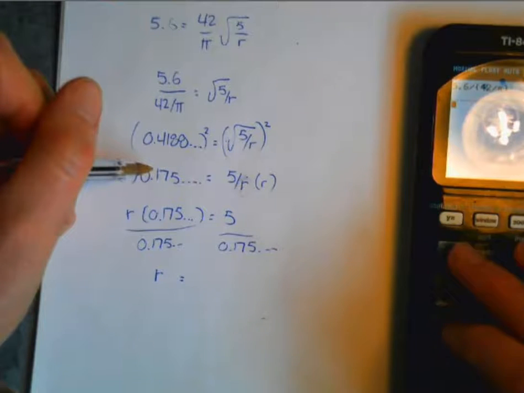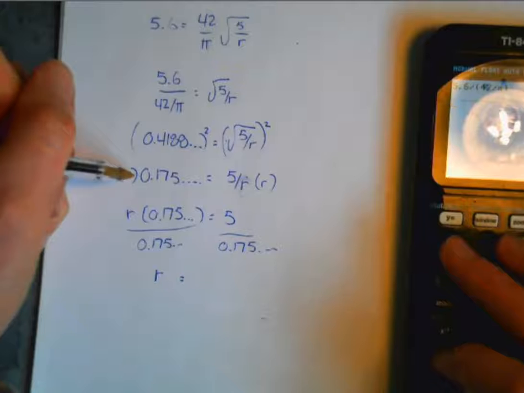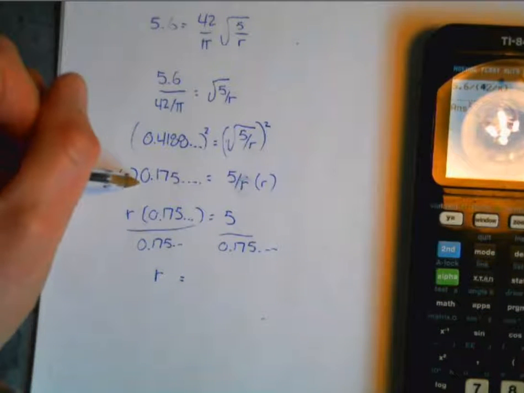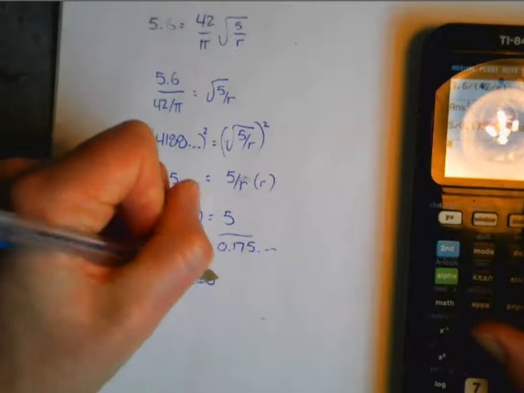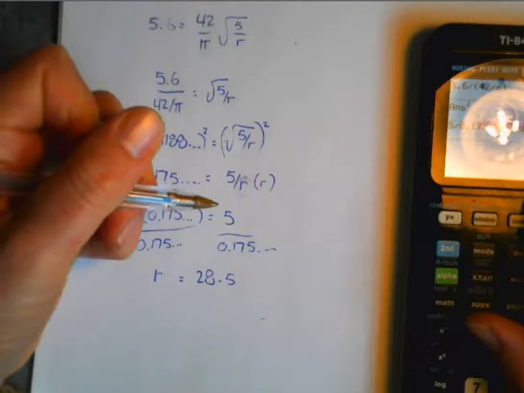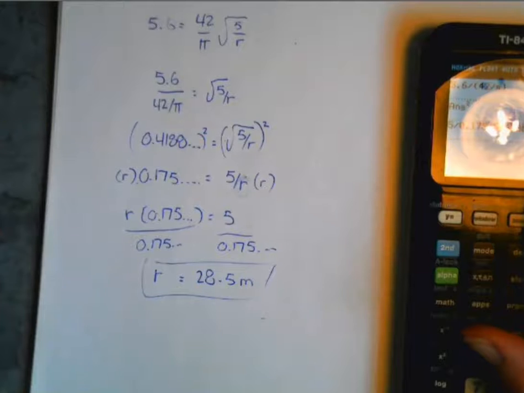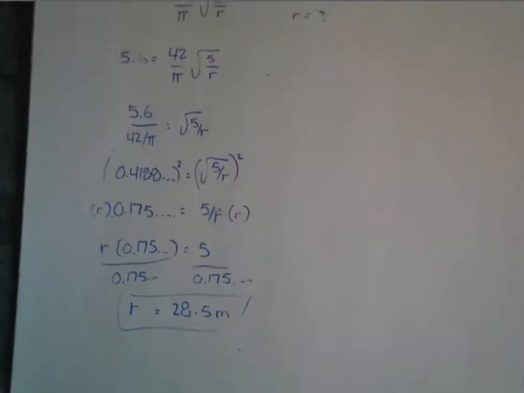Oh, sorry, I should have squared that. Let's see, 0.4188, square it. I'm behind in my calculations, which gave me 0.175. 5 divided by that gives me 28.49, so let's just say 28.5, and then the units they said were meters for radius. So the radius of the station is 28.5 meters. Okay, so it's just basic algebra working through these types of problems.